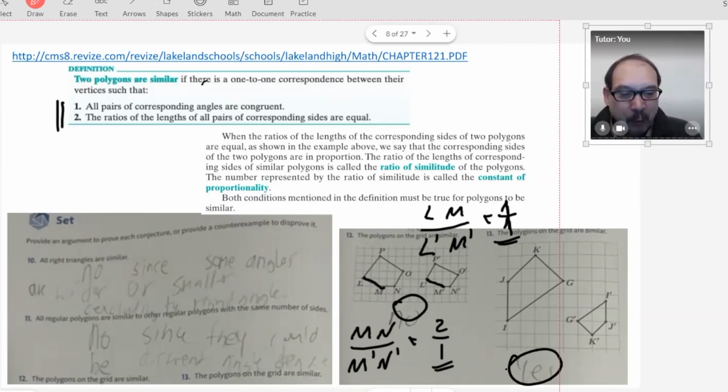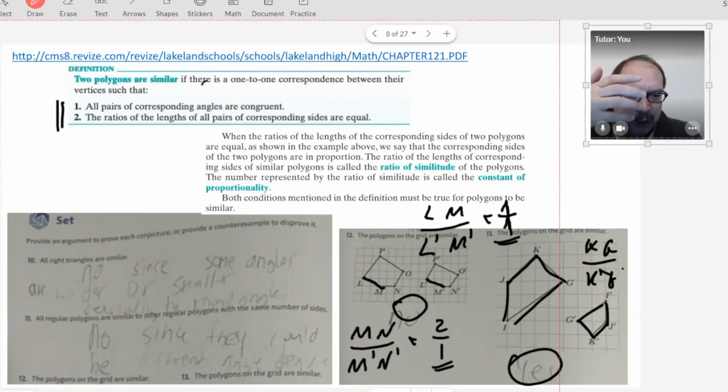Technically, in this situation, you should write 4 ratios for this pair, and for this pair, and for this, and for this. And when you get 4 ratios, they will be equal to the same number, which is 2. KG over K'J' equals that, or you can see it. It's outside of your zone. The red line.